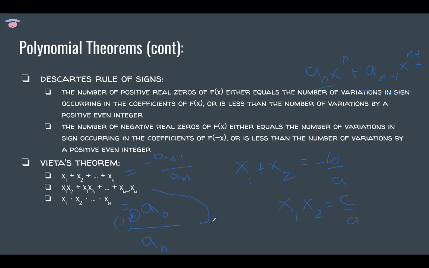And this last one is probably not familiar, but it's basically a sub n minus 2 over a sub n. This is the pairwise sums, basically x1 times x2 plus x1 times x3 plus x1 times x4 and so on, plus x2 times x3 plus and so on.